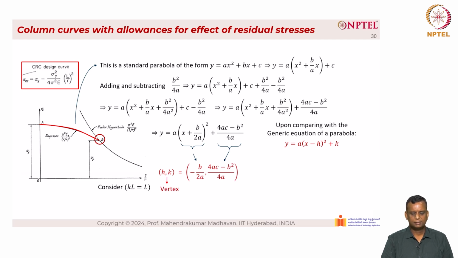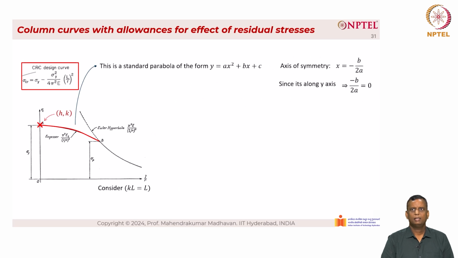This h, k is the vertex and it is shown in the figure on the left side with the cross mark, which is red in color, h, k. The axis of symmetry for this parabola is given as x = −b/2a, and since it is along the y axis, −b/2a is equal to 0, which indicates b equal to 0.